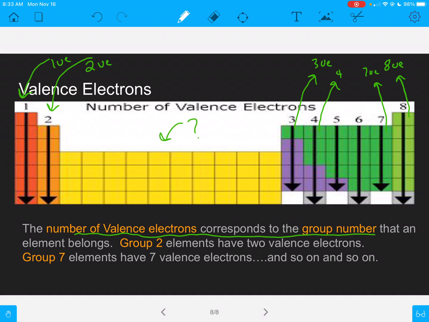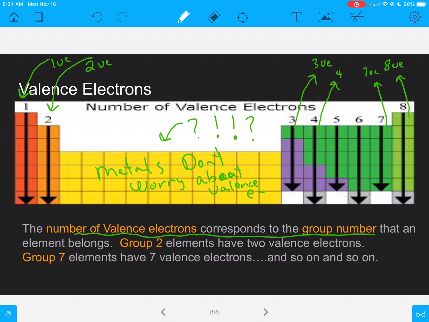What do they have? Well, here's what we're going to do right now. We're not even going to worry about them, because we're going to learn how to bond with them later, okay? So the metals, don't worry about valence electrons. So don't even worry about the metals in the middle.